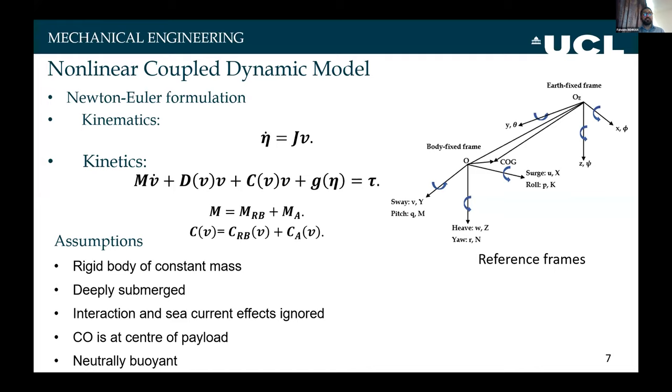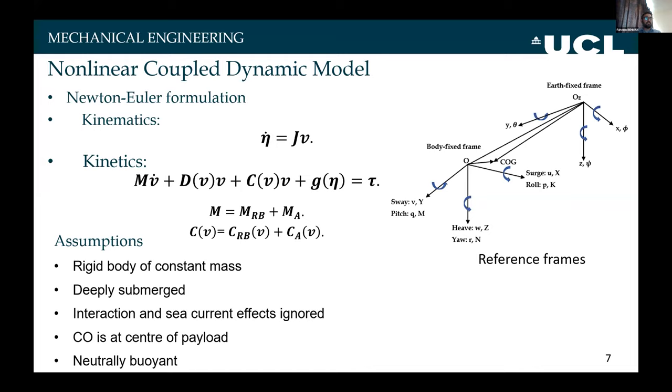From the kinematics, we get the change of the position and orientation, which is taken equal to the velocity after transforming it into the earth fixed frame, as we want the position and orientation in the earth fixed frame. We have the kinetics, where the summation of all the forces is taken in the body fixed frame. The kinetics is the summation of the inertial terms, the damping terms, the Coriolis terms and the hydrostatic terms, and they are equated to the external thrust forces and moments. I won't go into the detail of it because each of the terms, the damping terms and the Coriolis terms, are calculated empirically for my system.